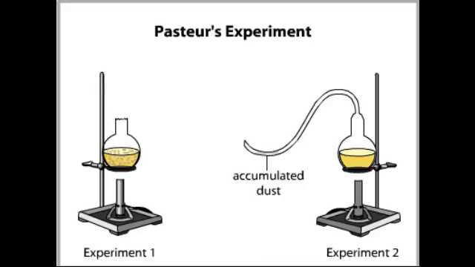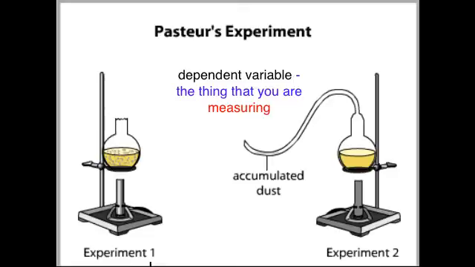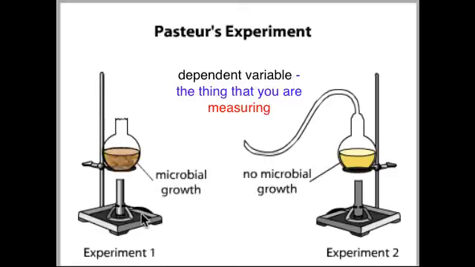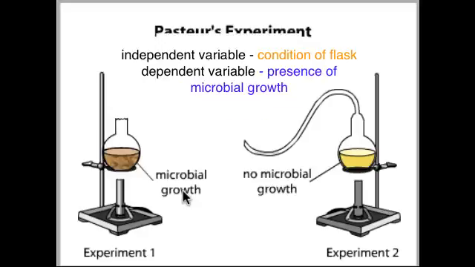The dependent variable is what you measure at the very end of the experiment. Well, what did we measure in this case? We wanted to see if there was growth or not. There's growth over here. There's not any over here. That is the dependent variable. The dependent variable is what you measure. The independent variable is what you change. We changed the fact that the flask was broken, then we measured if there was growth afterwards. Be prepared to talk about all these tomorrow in class.